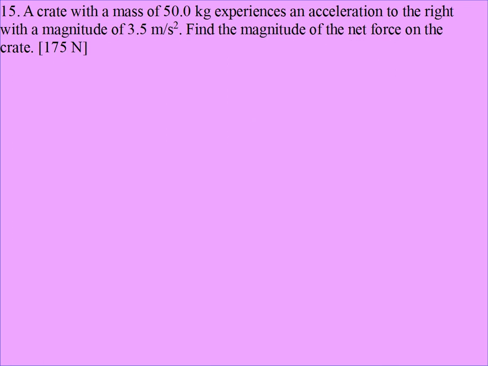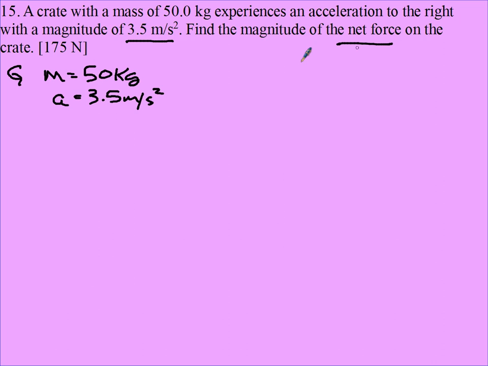Now I have a crate of 50 kilograms accelerated to the right with a magnitude of 3 meters per second squared. Find the net force. My givens, I have the mass is 50 kilograms. I have an acceleration of 3.5 meters per second squared. And I want to find the net force. So my unknown is the net force, or you could just use F, that's fine.